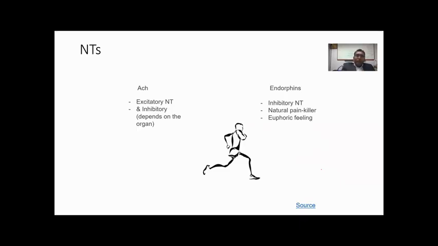A common example is acetylcholine. This is an excitatory neurotransmitter, but it also acts as an inhibitory neurotransmitter, so its effect depends on the organ it's affecting. An example of a purely inhibitory neurotransmitter is endorphins. They reduce the activity, they inhibit the action potential in the organs, and these neurotransmitters have a natural pain-killing action.